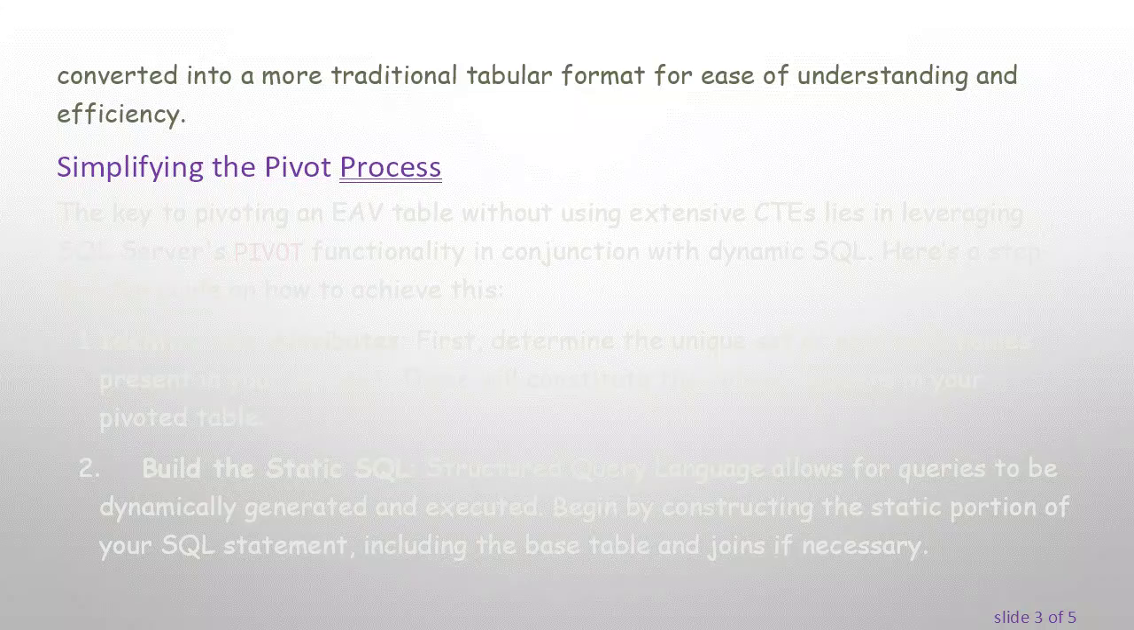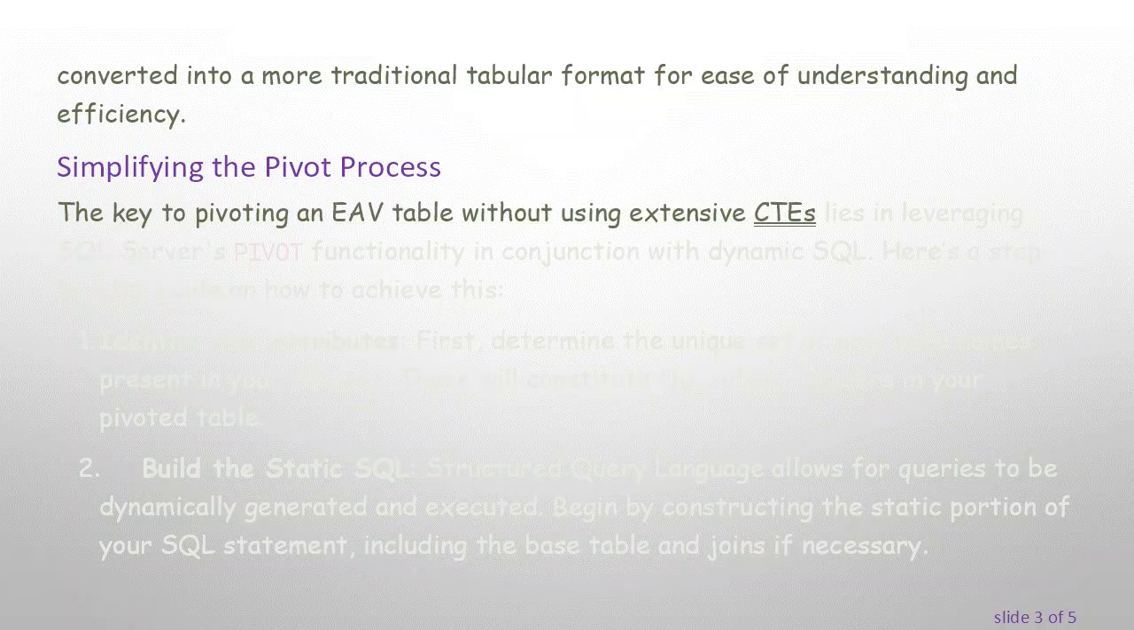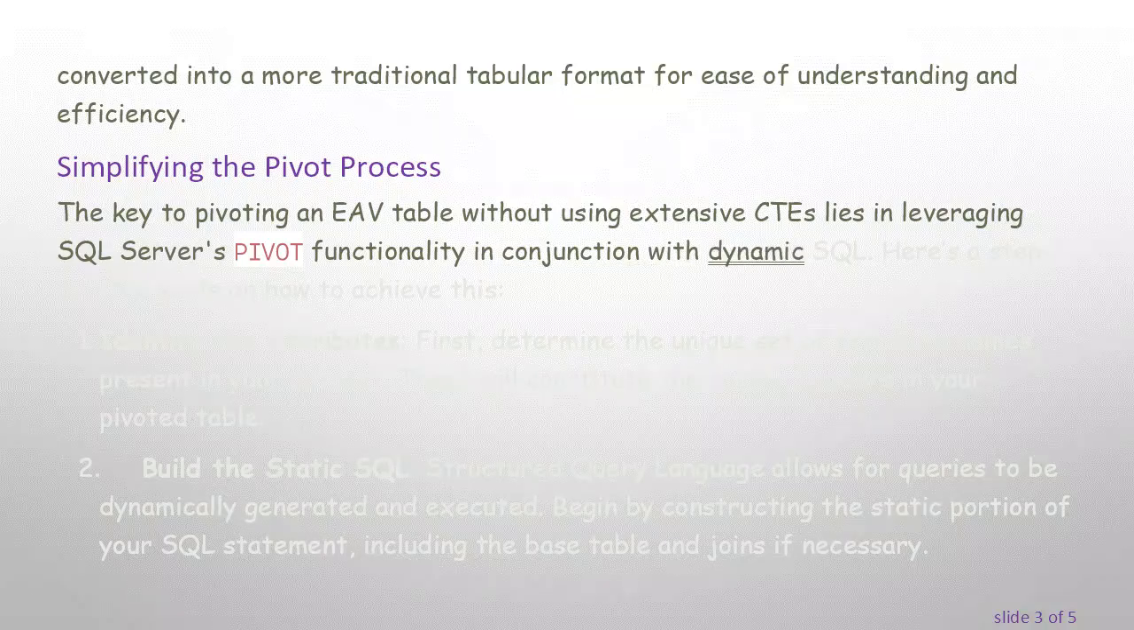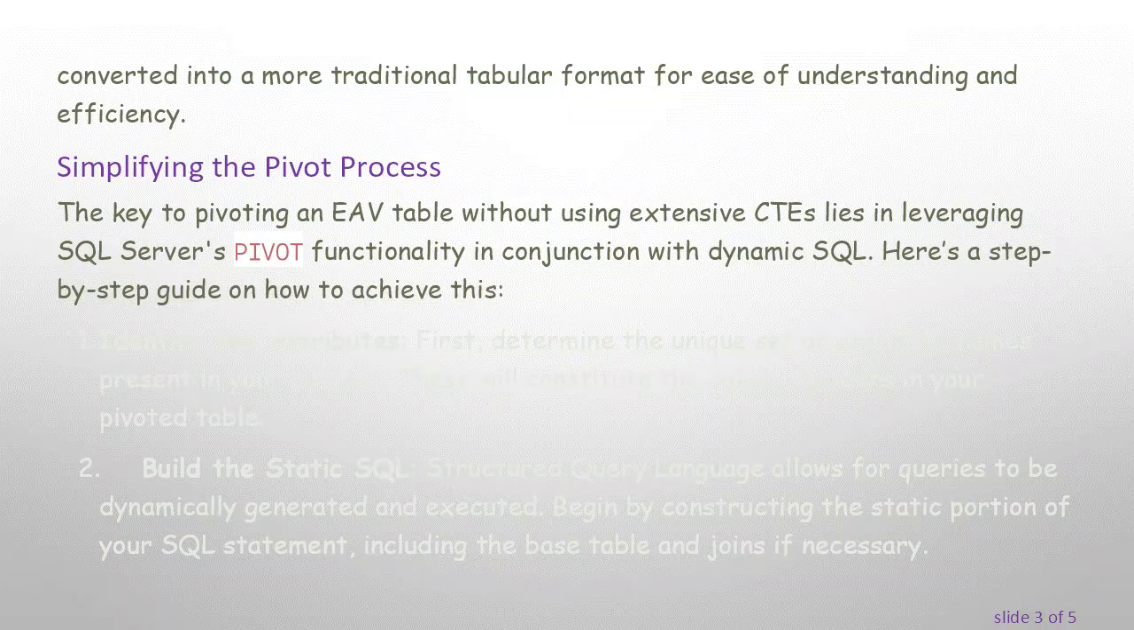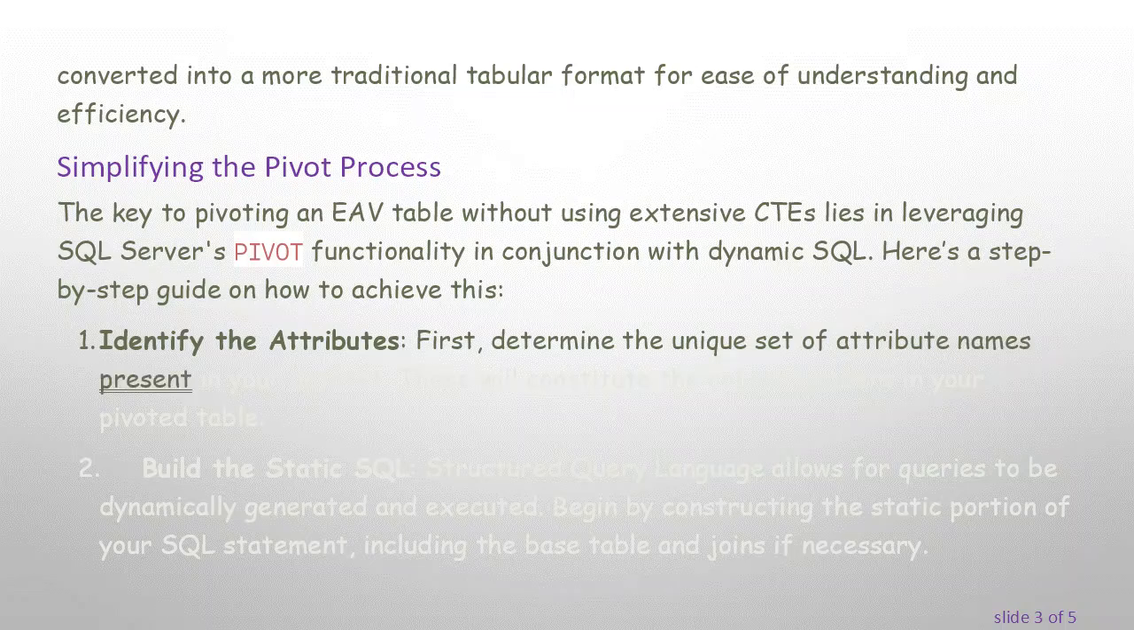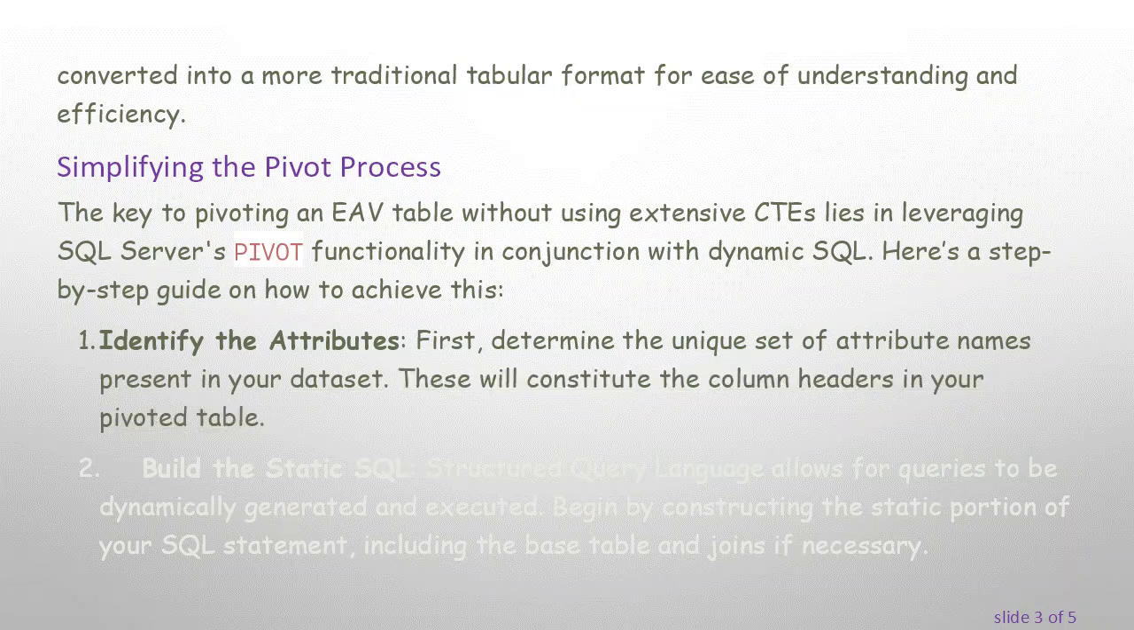Simplifying the pivot process. The key to pivoting an EAV table without using extensive CTEs lies in leveraging SQL Server's pivot functionality in conjunction with dynamic SQL. Here's a step-by-step guide on how to achieve this. Identify the attributes. First, determine the unique set of attribute names present in your dataset. These will constitute the column headers in your pivoted table.